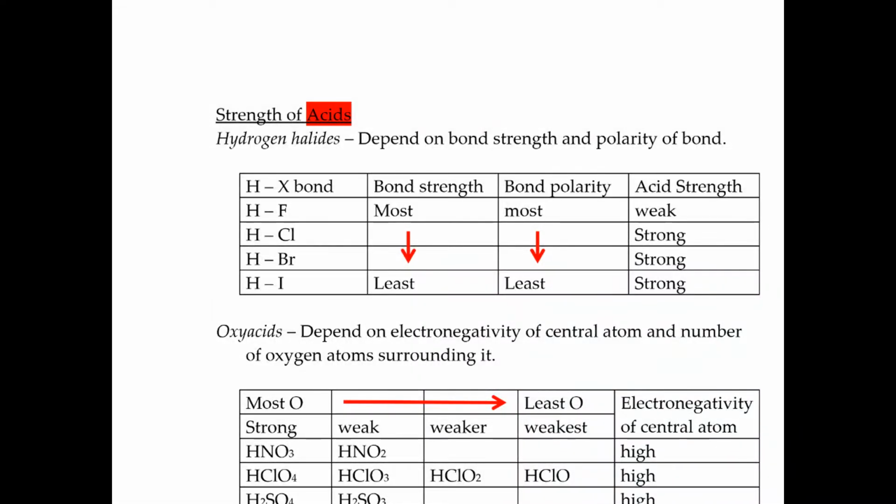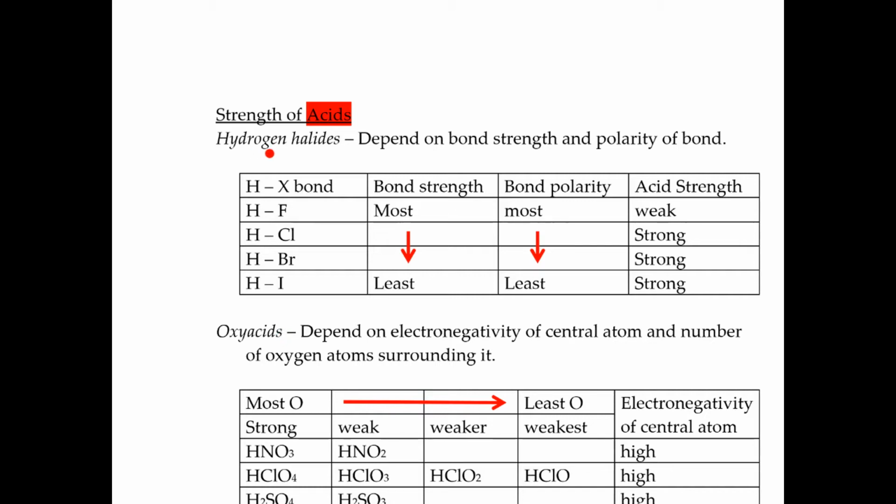Today we're on page 10 of the Chapter 14 AP Chemistry packet. We're going to be discussing the strength of acids. We're going to start with the hydrogen halide acids, which are the ones in group 7, and then we're going to go to the oxyacids, the ones that contain oxygen.